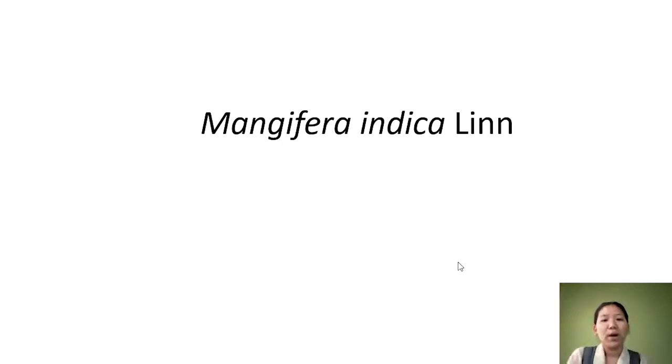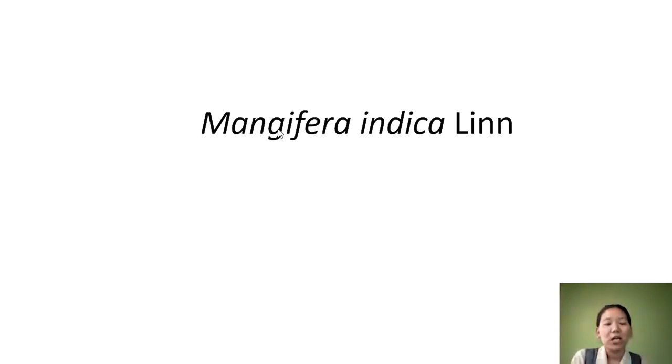Binomial means 'by two', so the name of a species consists of two words. Here I have given an example of a mango plant. The scientific name of mango is Mangifera indica Linn. If you look at this, the first one is Mangifera, this is one word, and this is another word. So that is binomial nomenclature.